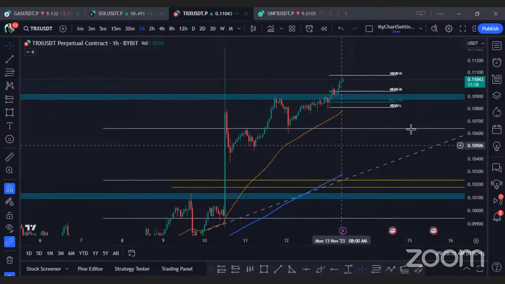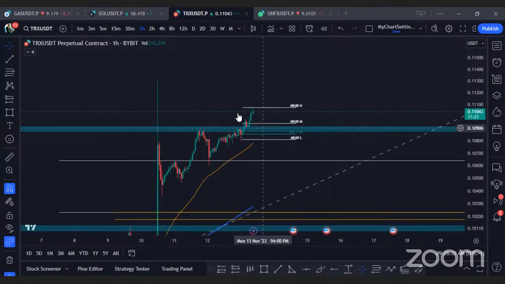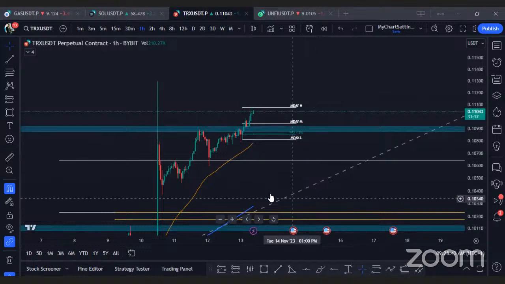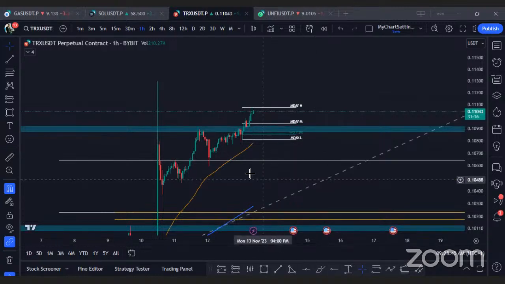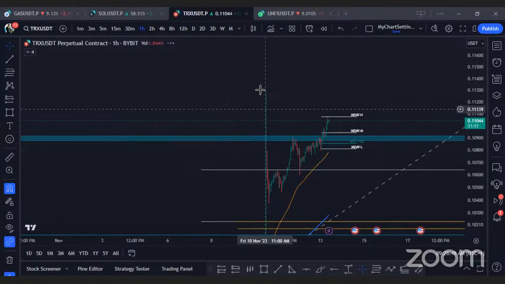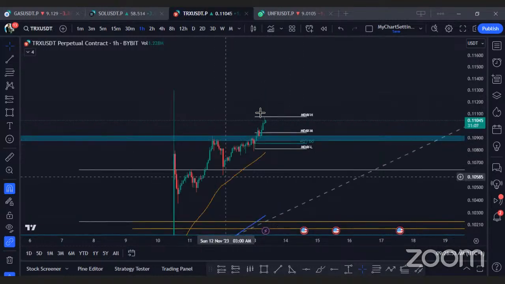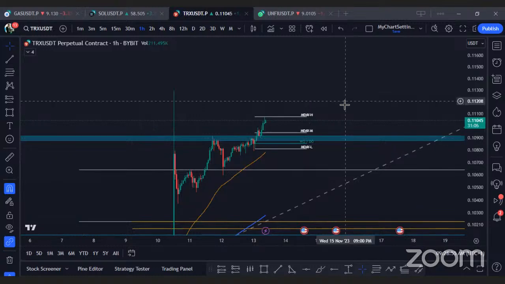So this area here is still valid. If we do hold this area, it is still valid. Or you wait for a pullback down to that golden level, which is around the 10 cent level. But we do have a support here, as you can see. A resistance becomes a support because we rejected here once, and now we've broken out of that area.